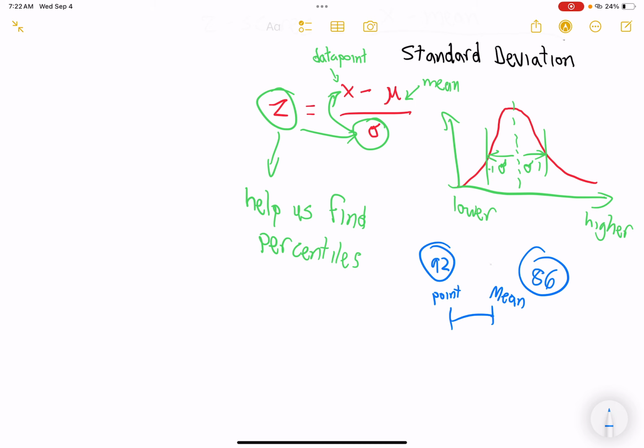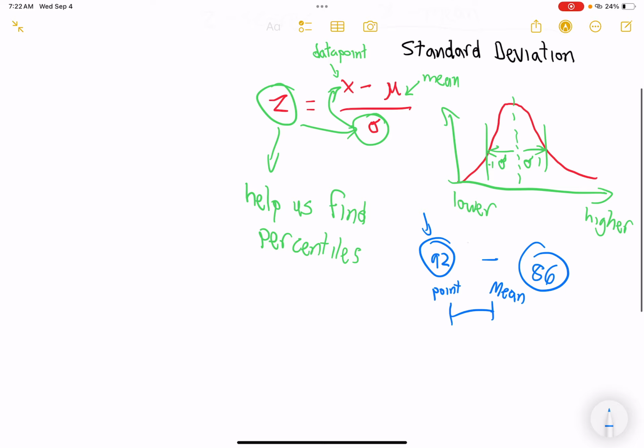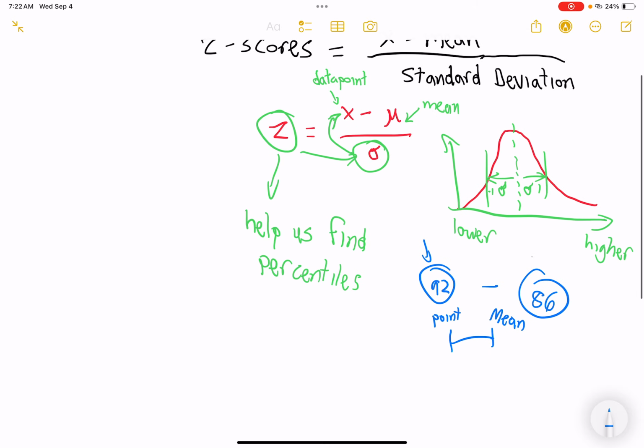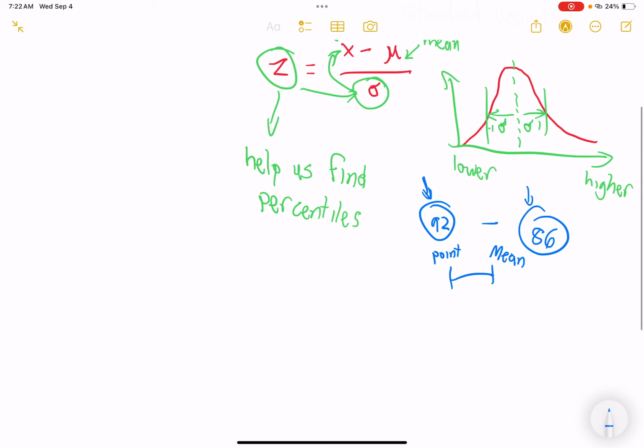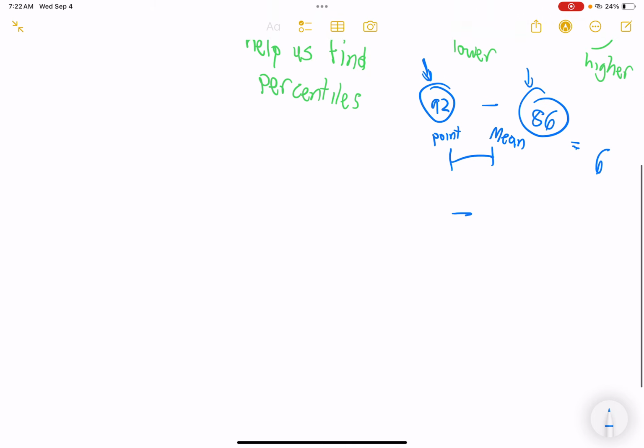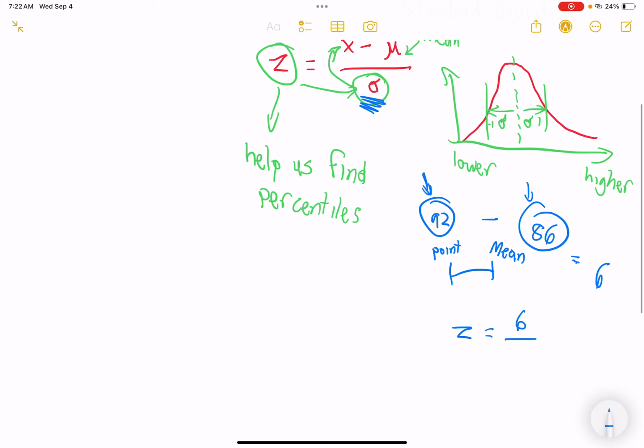The first thing I'm doing is finding the difference between those two values. If your value is lower than the mean, it'll be a negative number, which should make sense, because it's pulling us to the left of the mean. But in this case, you did better, so you'll have a positive number on the top. So the first thing we do is find that difference, which in this case would be 6. And that's our numerator. So already your z-score would equal 6 over whatever our standard deviation is for this particular quiz.